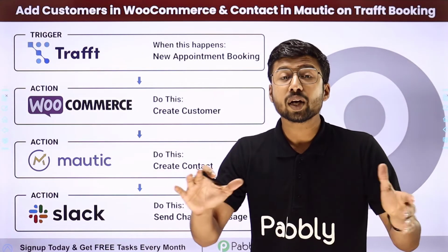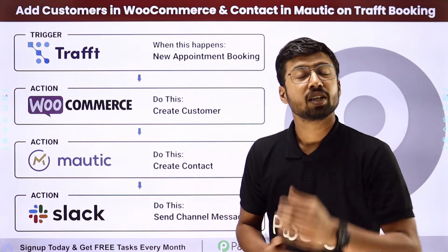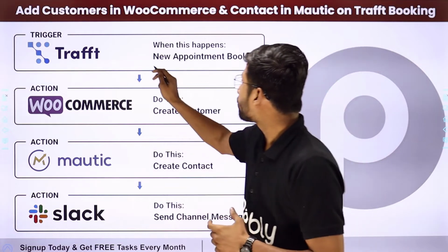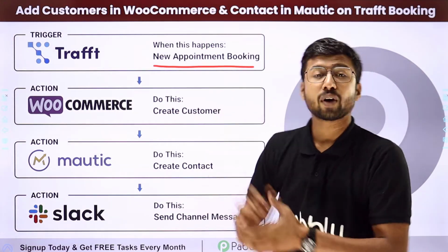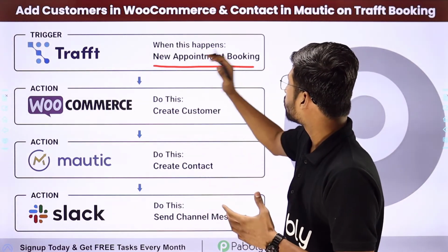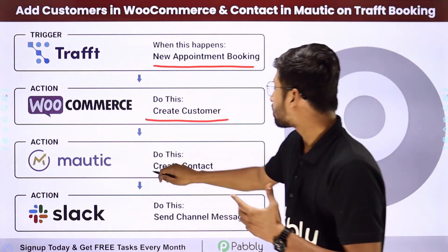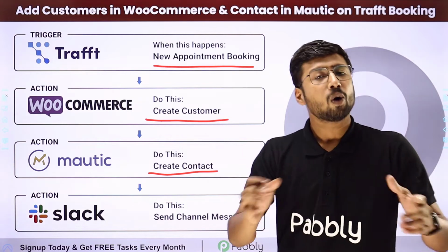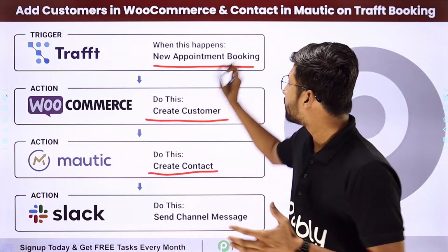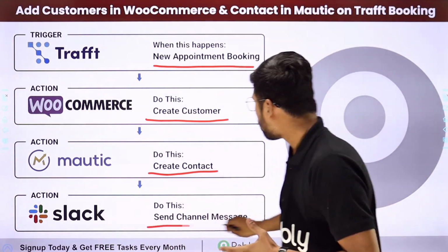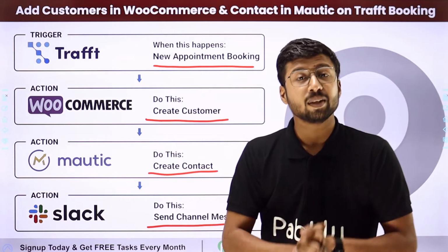So let me tell you, you can actually automate this complete process. So in this automation, whenever we are going to receive a new appointment booking in Trafft, automatically the same person who made the booking will be added as a customer in WooCommerce and as a contact in our Mautic account. Also, we are going to send all the details of the appointment booking as a channel message on our Slack channel to update our team members.